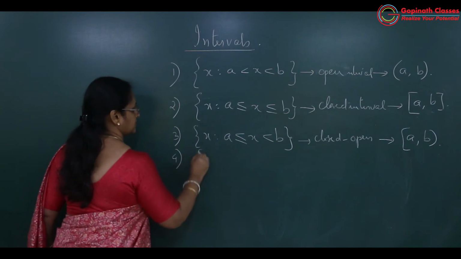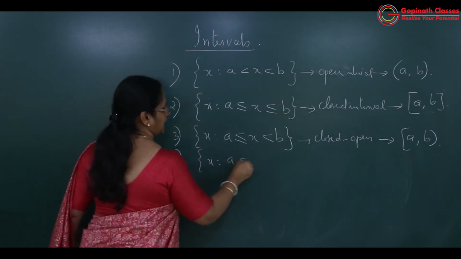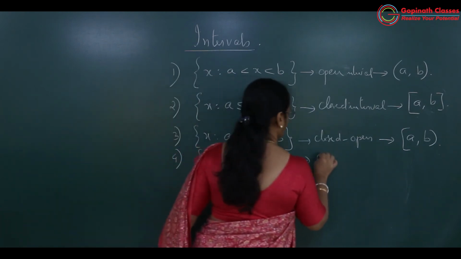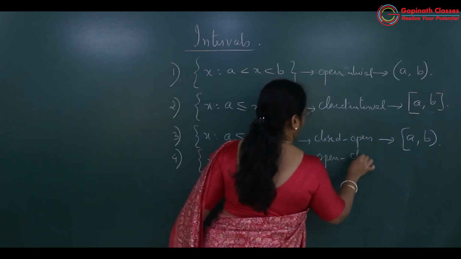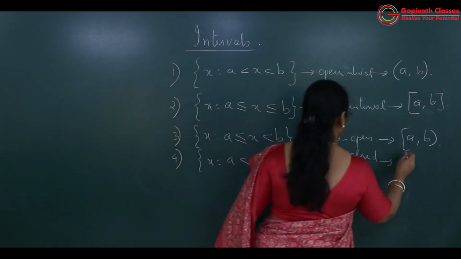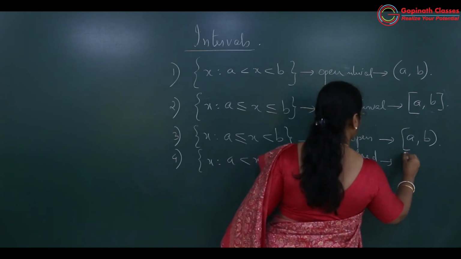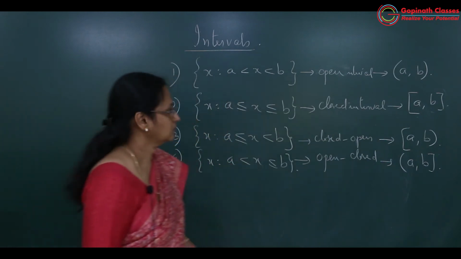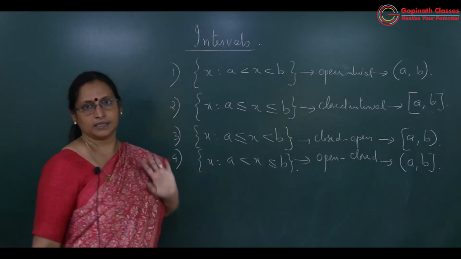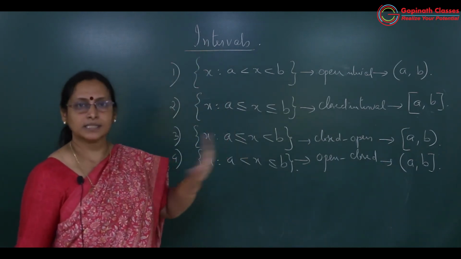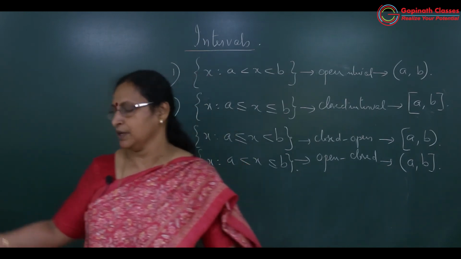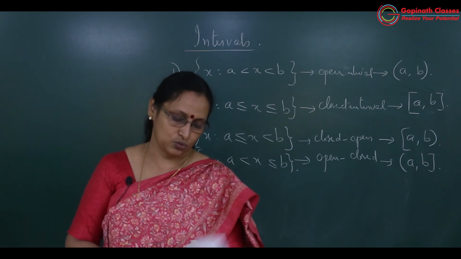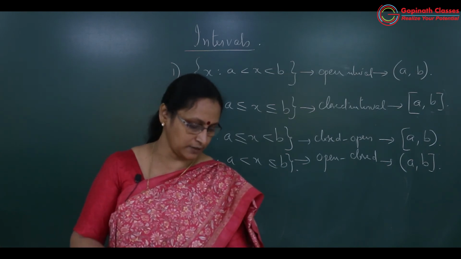Next is set X such that A less than X less than or equal to B. इसको बोलते हैं open closed. Open closed, and it is denoted by open closed. So these are the intervals. Based on this, there are questions in the exercise. Once you understood this, it's very simple to do. So all these concepts are completed.